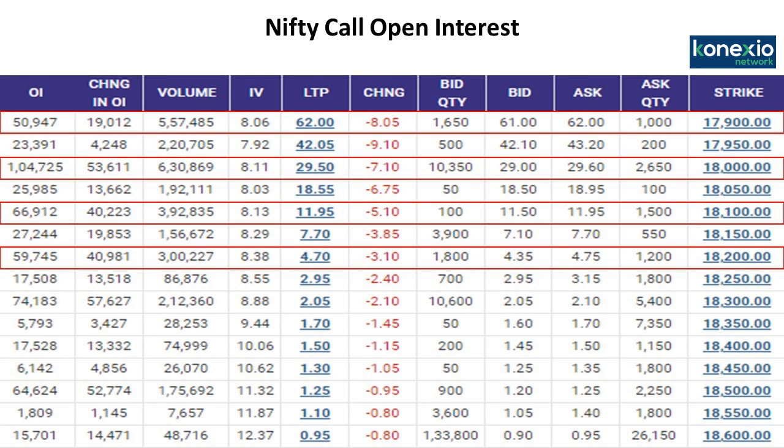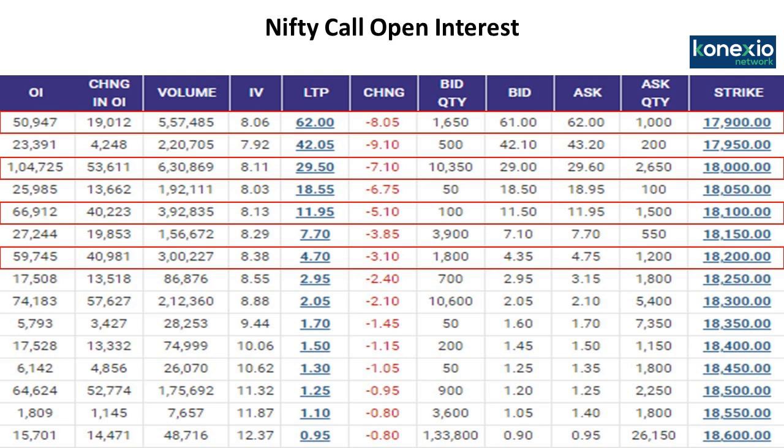You will see on the screen the call data of Nifty. You can see that action was seen in 17,900 calls, 18,000 calls, 18,100 calls, and 18,200 calls. Now here you can see the volumes are rising, the open interest is rising, the implied volatility is low, still IVs are low. That means the trend is bullish, momentum and undertone of the markets is bullish. Any fall will bring in buying support at the lower levels.